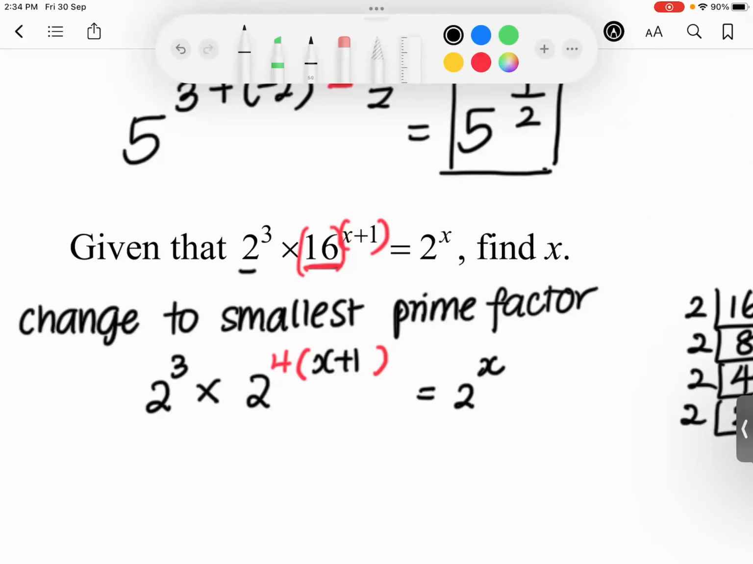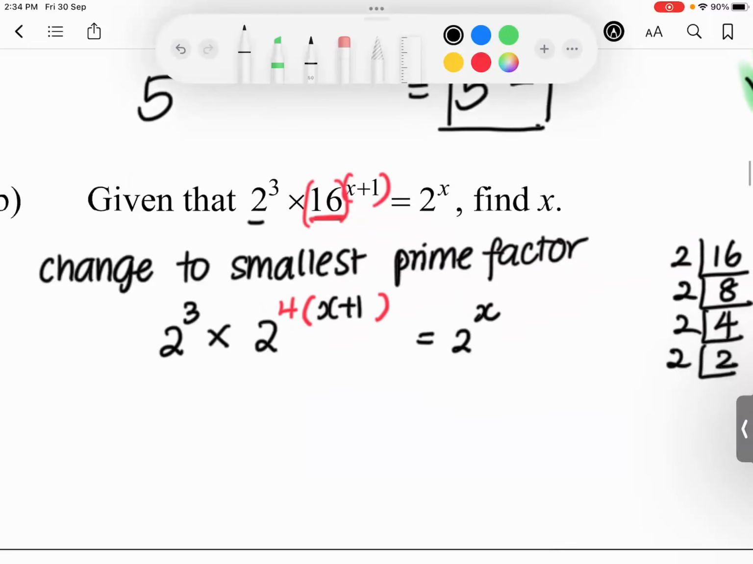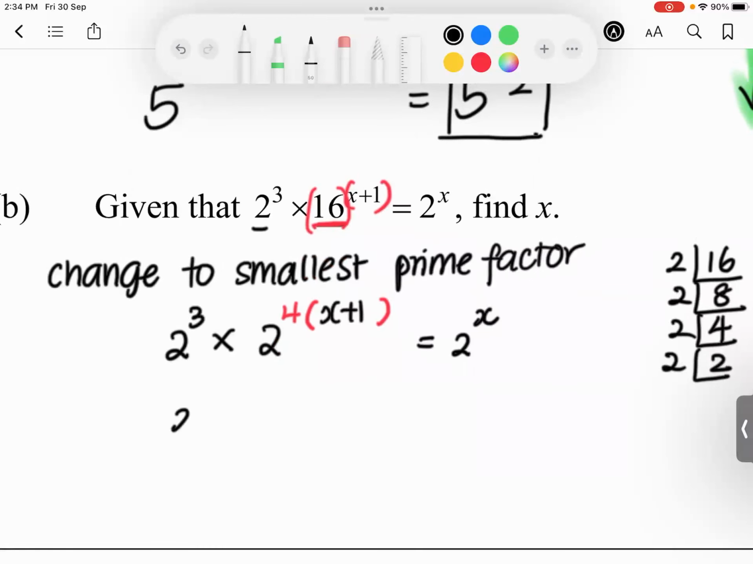Anyone cannot understand this portion? Is this part okay? The conversion of the 16? Please don't go and anyhow multiply the numbers 2 and 16 together to get a bigger denominator. Change everything to the smallest prime factor. Okay, good, they gave me a thumbs up.